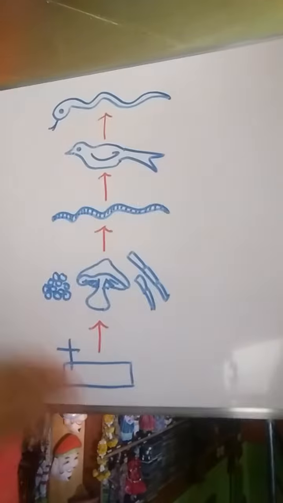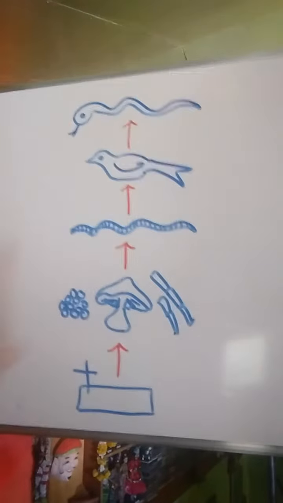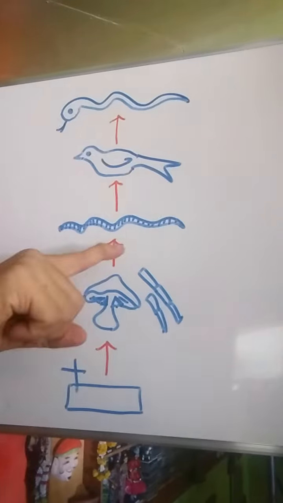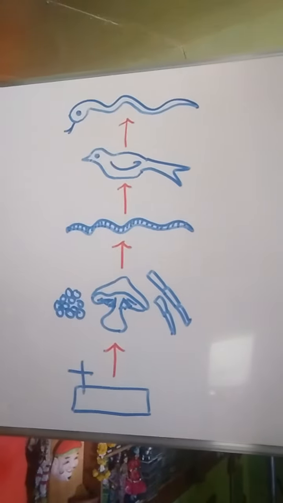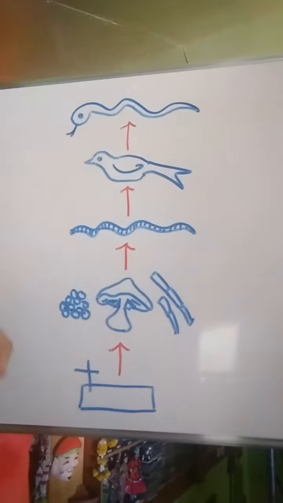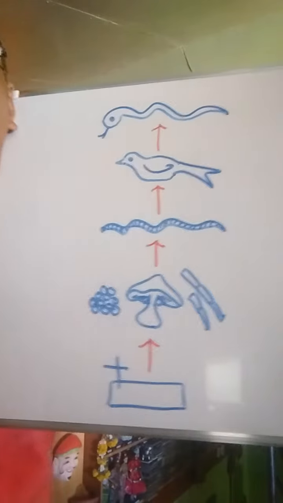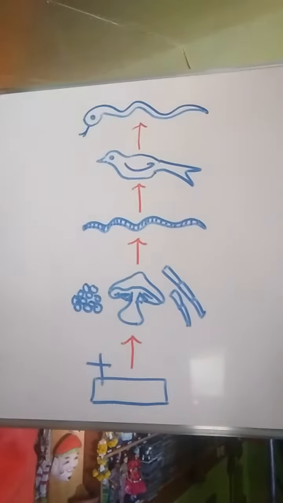The snake occupies the fifth trophic level. And because this snake feeds on the bird that feeds on the earthworm, this snake becomes our secondary carnivore, because there is no other animal feeding on the snake. In this food chain, our snake is the top carnivore.